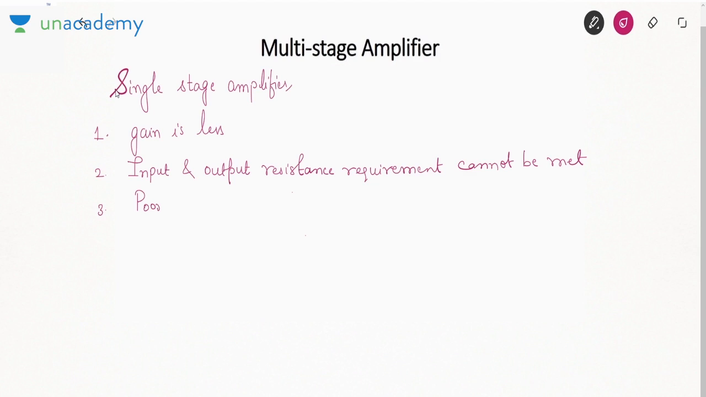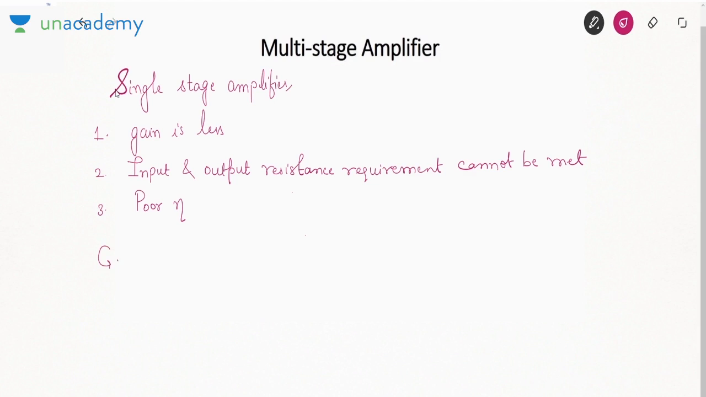Third one, poor efficiency. Now what is meant by efficiency here? When we talk about an amplifier, it absorbs energy from the DC biasing and then supplies that energy to the AC signal and increases the amplitude of the AC signal. That is called conversion, and the efficiency is defined as the ratio of useful energy, that is the energy being transferred to the AC supply, upon the energy absorbed from the DC supply. Because the BJT will absorb some energy from DC but it will not transfer the entire energy to AC. So efficiency is very low for a single stage amplifier.